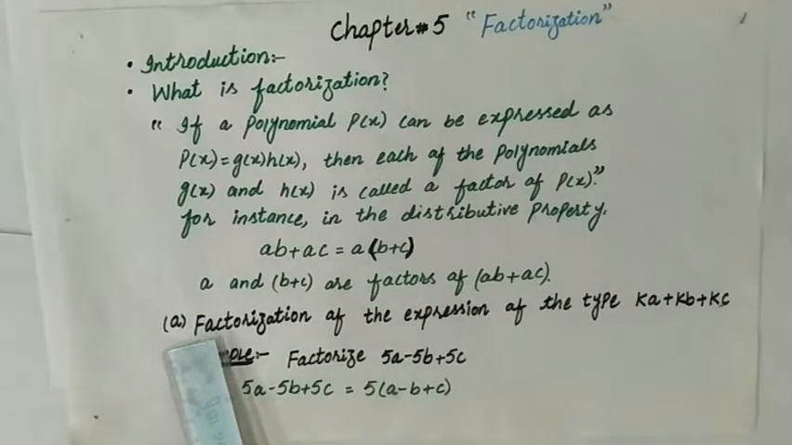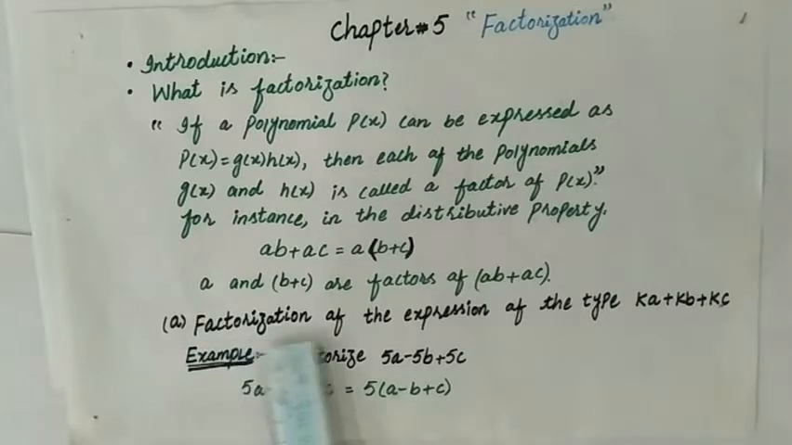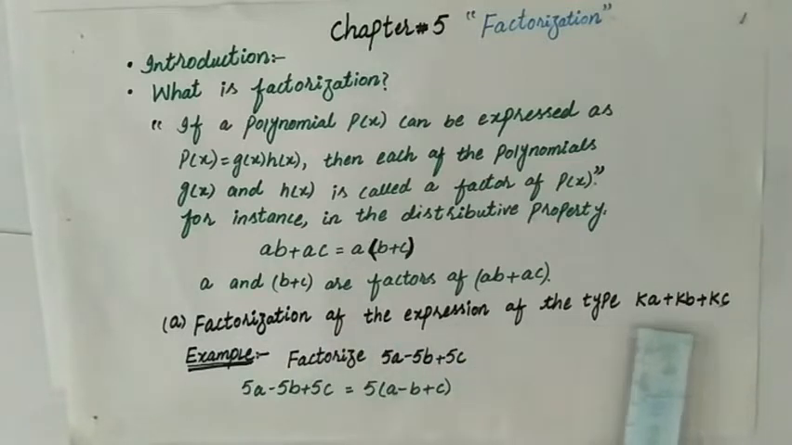Now we will discuss the first type of factorization used in exercise 5.1: factorization of expressions of the type Ka plus Kb plus Kc. Now we will take an example related to this type of factorization.